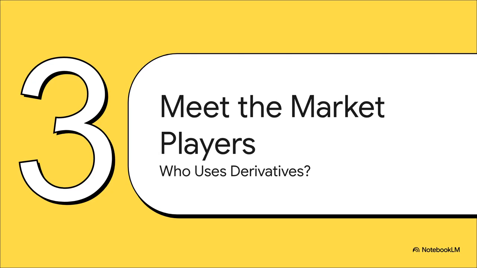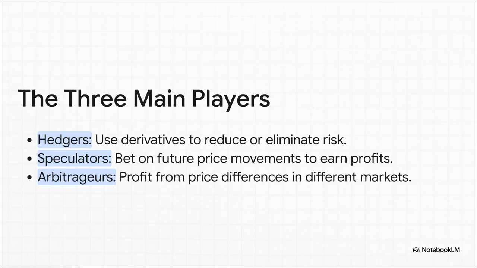Okay, so we've looked at the tools, but who's actually using them, and what are they trying to do? Well, to get that, we need to meet the three main players in the derivatives market. First, you've got your hedgers. This is our farmer. They're not trying to get rich, they're just trying to reduce their risk by locking in a price. Then you have the speculators. They're the opposite. They're taking on risk, making bets on where prices are going to go, all in the hopes of making a big profit. And finally, you have arbitrageurs. These are the traders who look for tiny, temporary price differences for the same thing in different markets and jump on them to make a quick, low-risk profit.